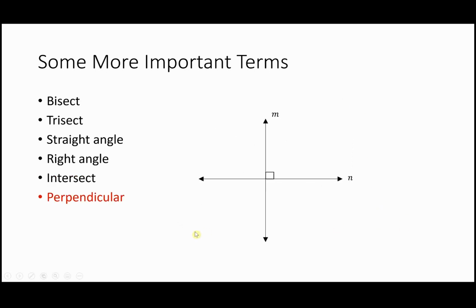There's a special type of intersection and that is called perpendicular, and that's when 2 lines intersect such that a right angle is formed. In fact, all of the angles formed are right angles when 2 lines are perpendicular to one another. So in this case, with this figure, we would say lines M and N are perpendicular, since at least 1, but technically all 4 angles formed are right angles.